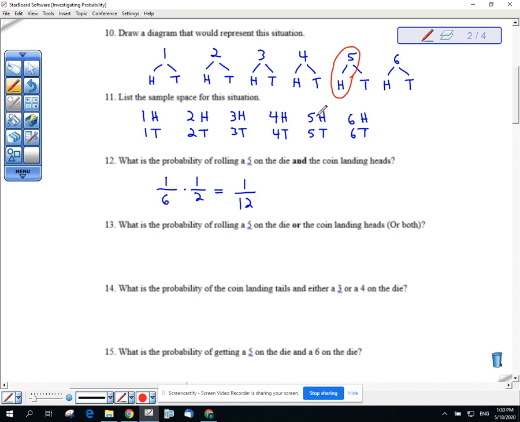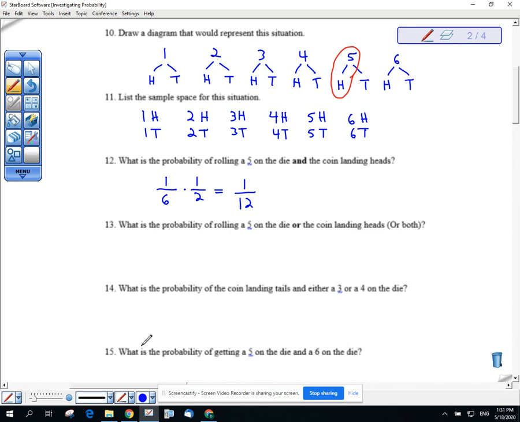Okay, so the thought that usually comes up first is to add the probabilities. So the probability of rolling a 5 in addition to, right, there's your addition, in addition to the coin landing heads, you might think to just add those 2 fractions. There's a 1/6 chance of rolling a 5. There's a 1/2 chance of flipping heads, so we'll just add them together. There is a problem with that.